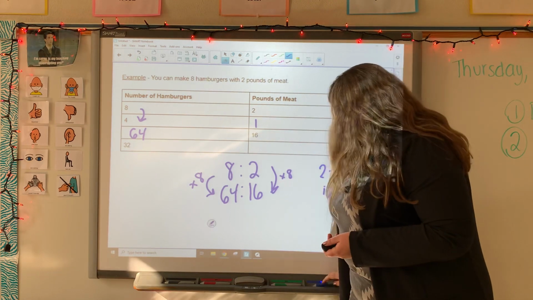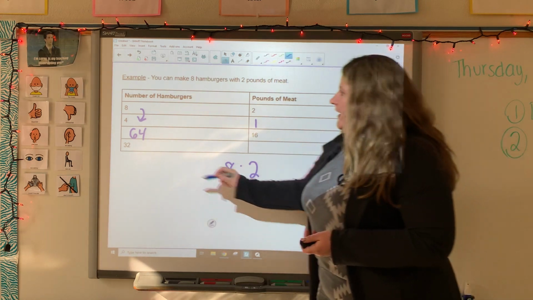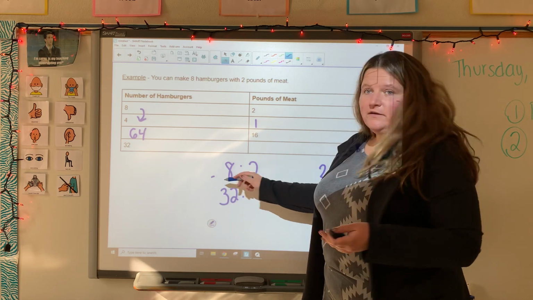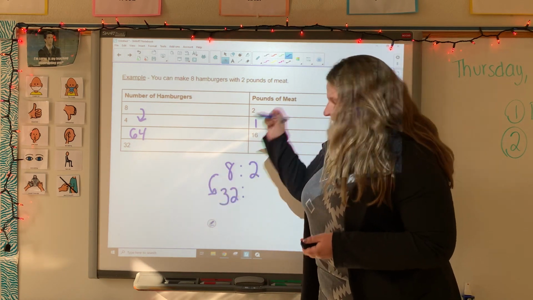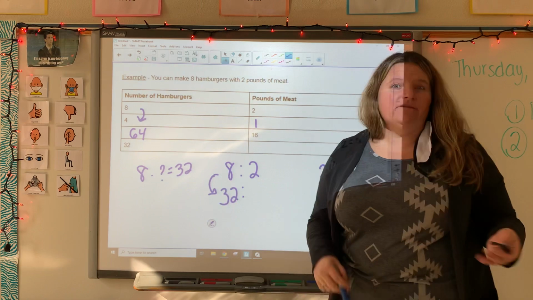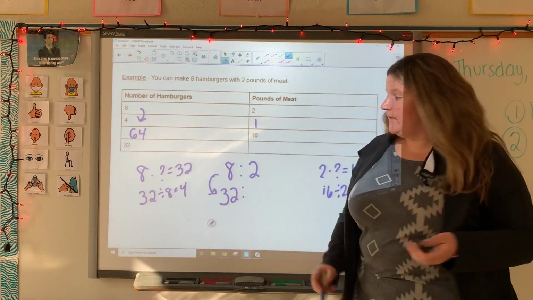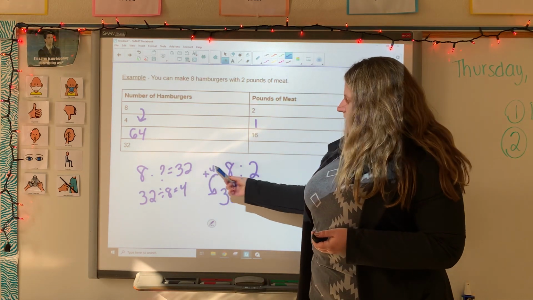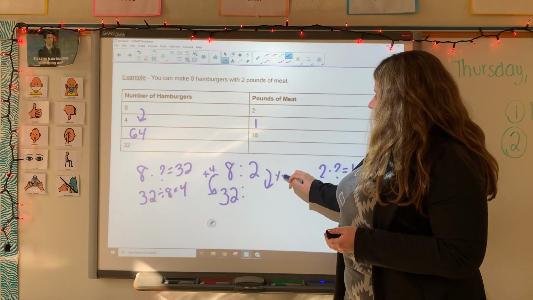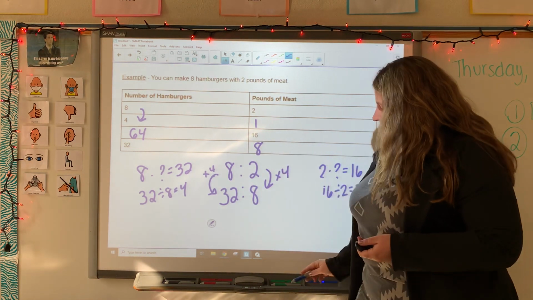And then my last blank, I'm gonna go back to my original ratio of 8 to 2. And I'm trying to figure out how many pounds do I need for 32 hamburgers. So I'm gonna put my 32 on the left side, because that's my hamburger side. And I'm gonna think 8 times what number is gonna get me to 32. And I would divide to figure this out, or I could use my multiplication chart. And that's 4. So that means I'm doing 8 times 4 to get to 32. So if I'm quadrupling or timesing by 4 my number of hamburgers, I gotta times my amount of meat by 4. So I would do 2 times 4 is 8. So 8 would go into that last spot.